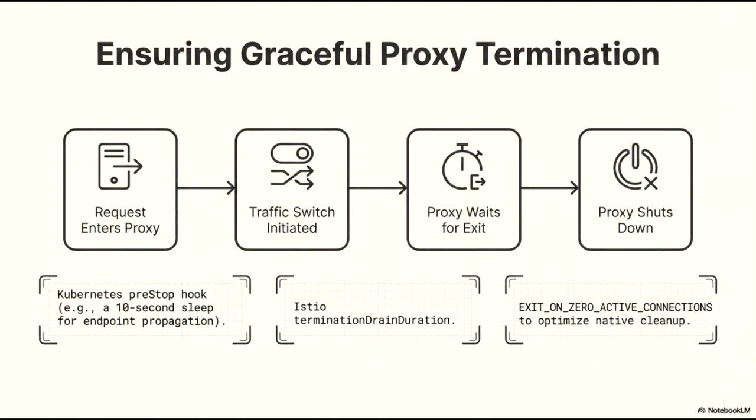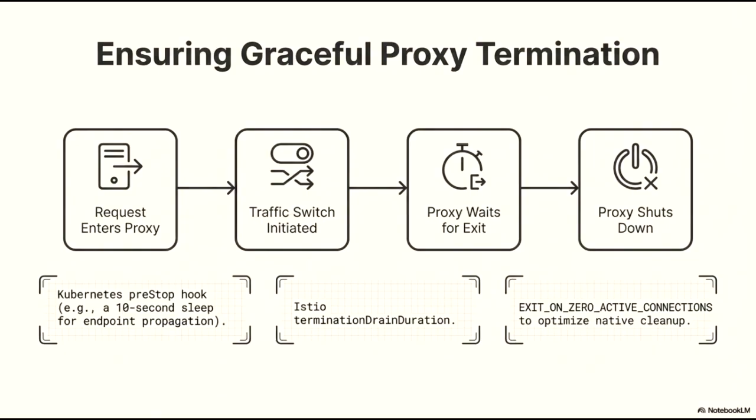Once the traffic switch is initiated, the Istio termination drain duration setting takes over, defining the specific period the proxy waits to drain existing connections. This stage is critical for allowing in-flight requests to complete successfully, rather than being abruptly cut off.